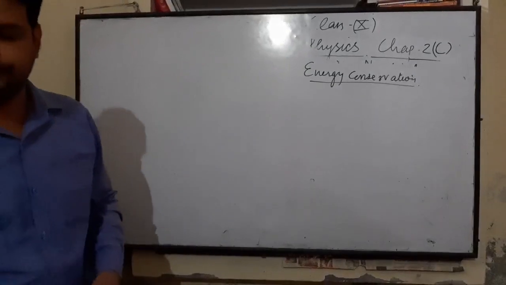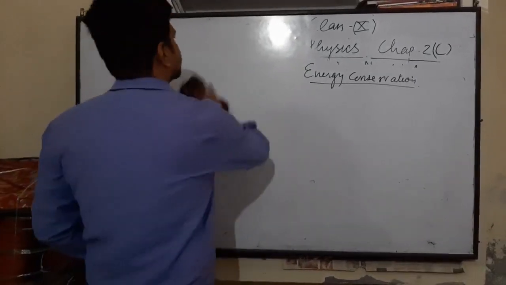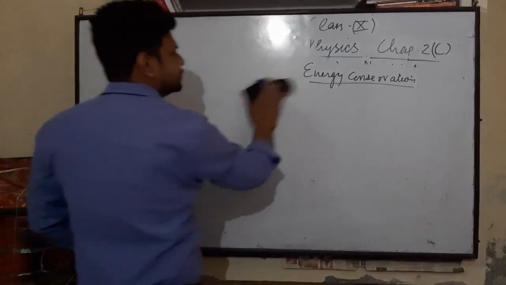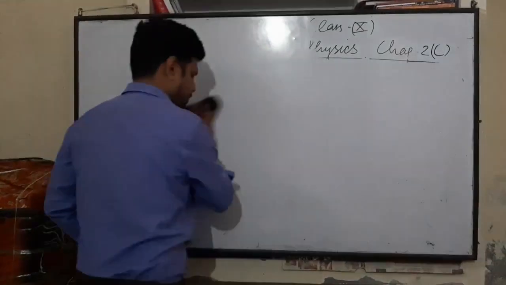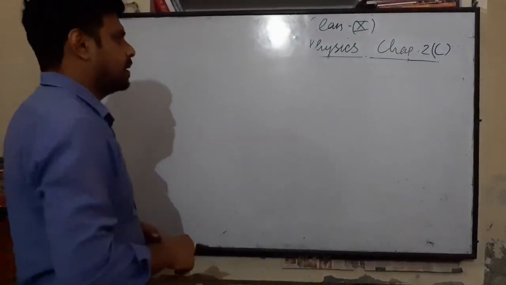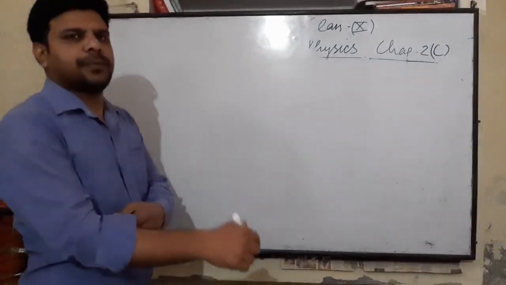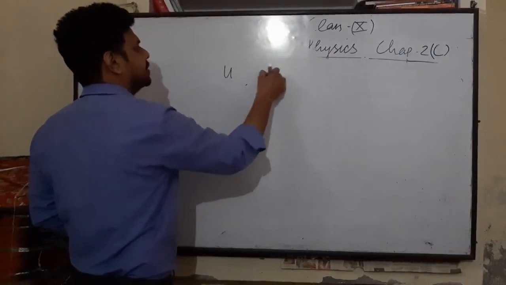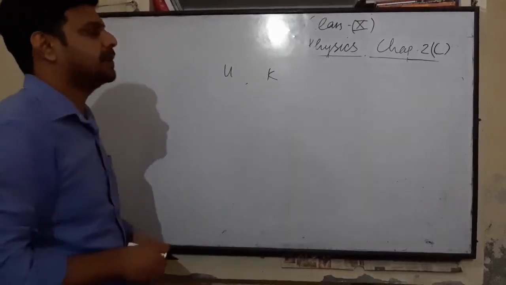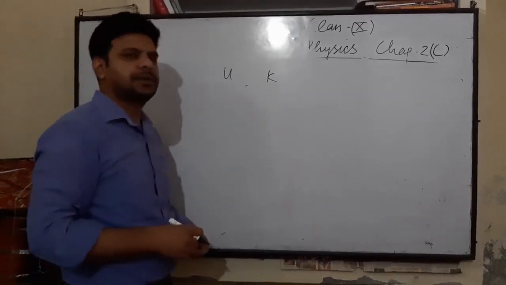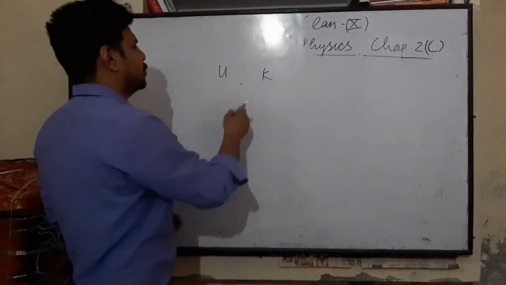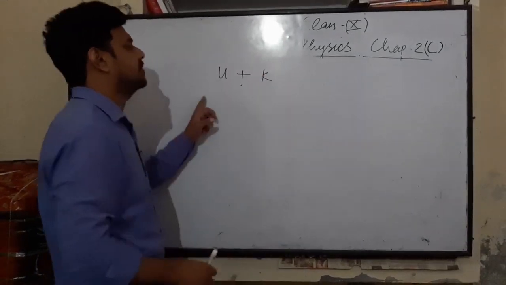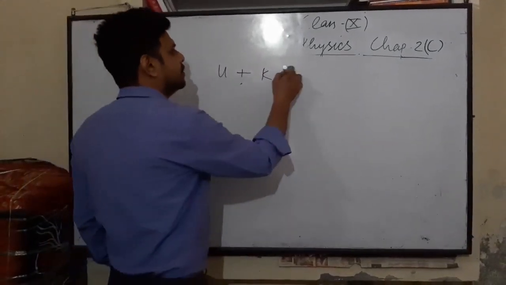So what is energy conservation? Any object can have two types of energy, potential energy and kinetic energy. According to the principle of conservation of energy, the total energy of any object, meaning the sum of potential and kinetic, is equal to a constant.